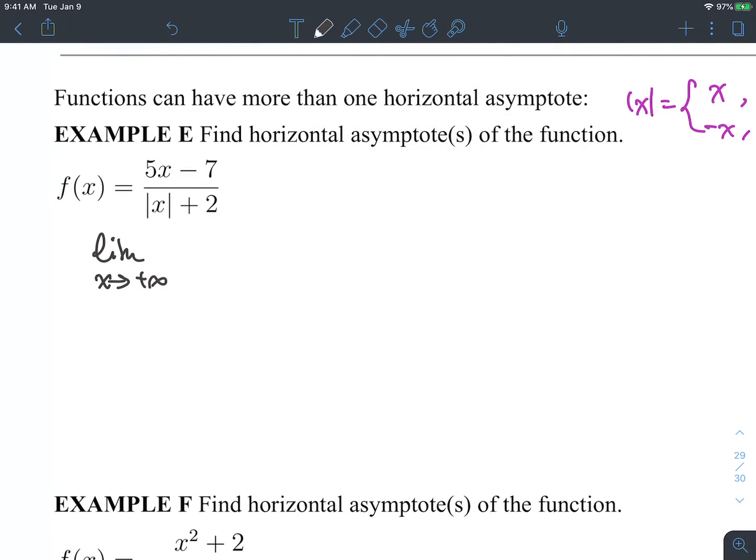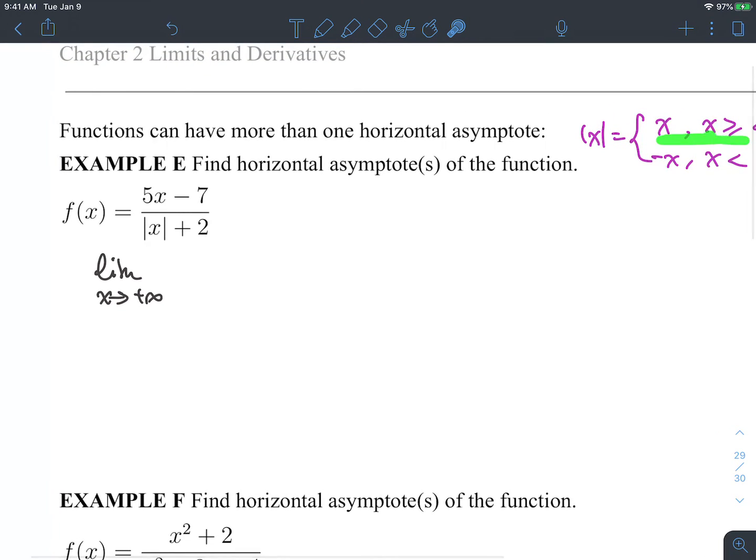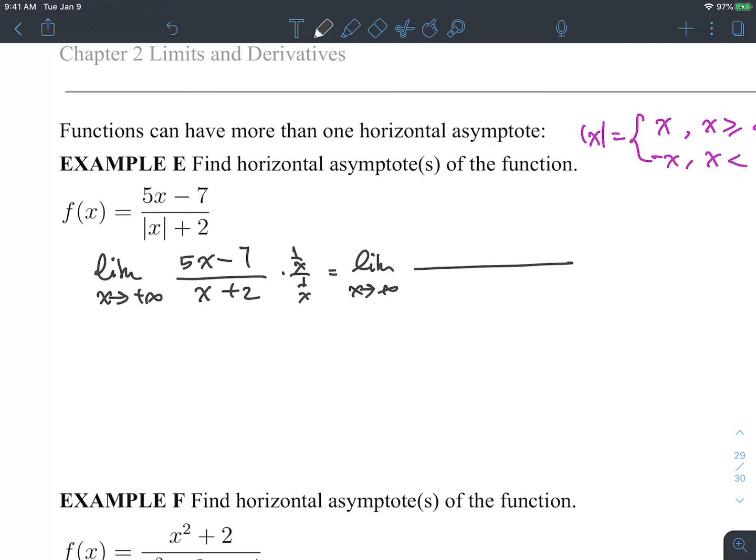There you go. So the fact that I'm going to positive infinity means that my expression is positive. So I could get rid of the absolute value sign, and we'll just have x instead. Now, when you have that, per usual, we're going to multiply by 1 over x, which will yield us, as x goes to infinity (you don't have to write positive infinity), 7 over x, that is 1 plus, I don't know, 2 over x. And we know that that goes to 0 and that goes to 0.